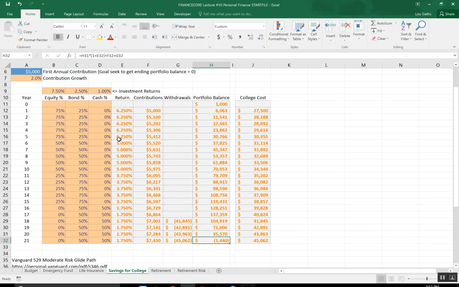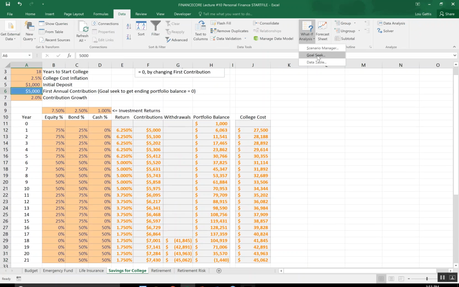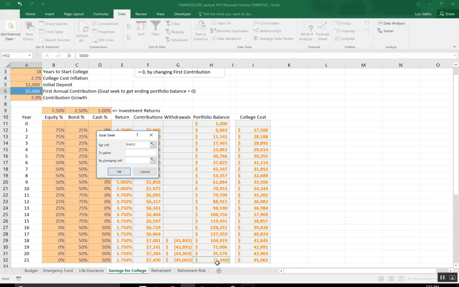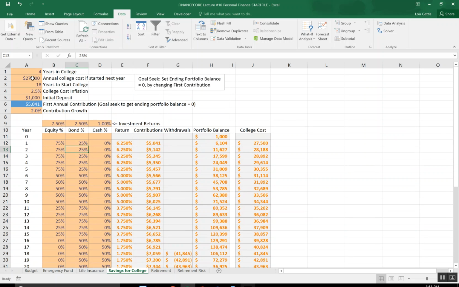So one way of figuring out how much to save is just do a little simple goal seek. Data, what-if, goal seek. Let's set the ending portfolio balance to a value of 0 by changing that initial contribution. Again, the initial contribution grows at 2% a year. And it looks like we should start out at 5,041, and that'll grow by 2% every year. And if we do that, we have just enough money to make all the payments. So bottom line, it looks like you should be saving about $5,000 a year, every year, for a child's education at a middle range tuition.